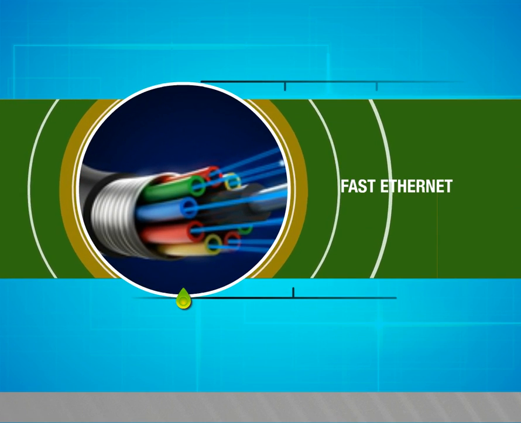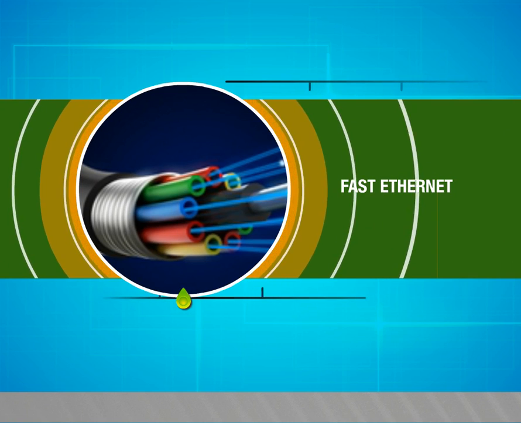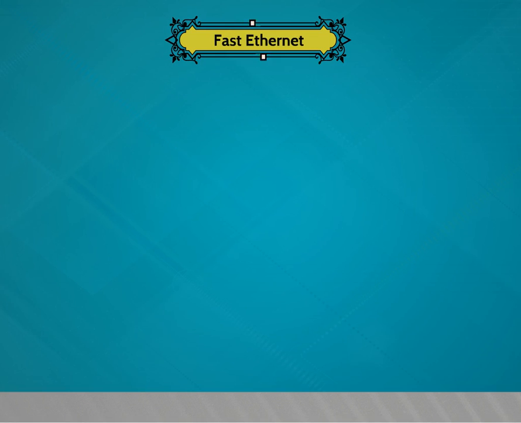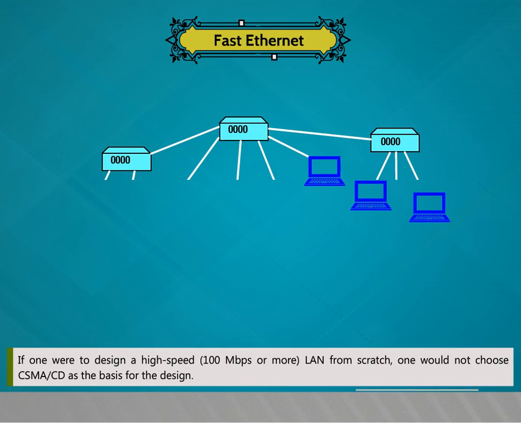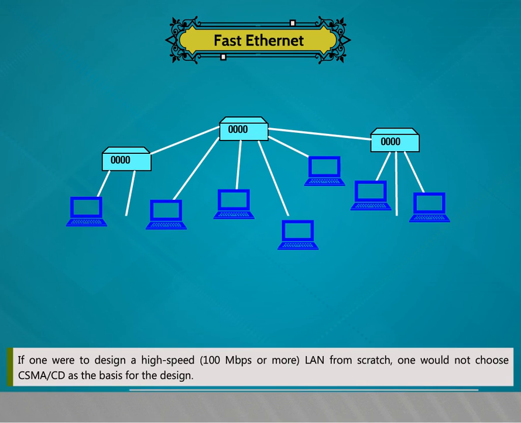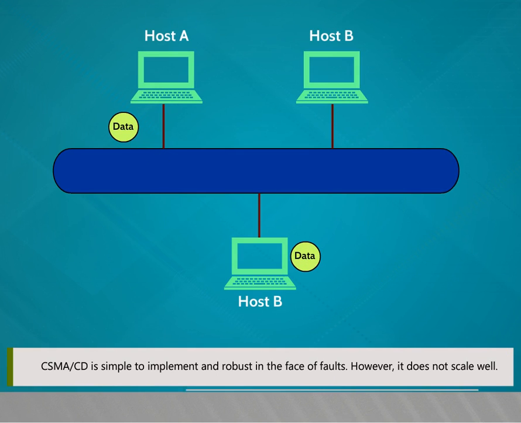Fast Ethernet. In this video, we are going to see about Fast Ethernet. If one were to design a high speed, that is 100 Mbps or more, LAN from scratch, one would not choose CSMA/CD as the basis for their design. CSMA/CD is simple to implement and robust in the face of faults. However, it does not scale well.